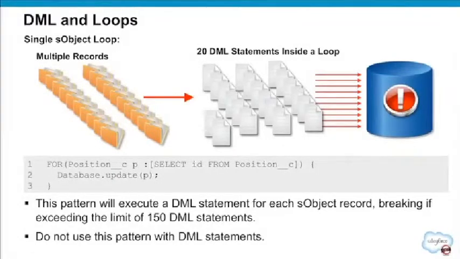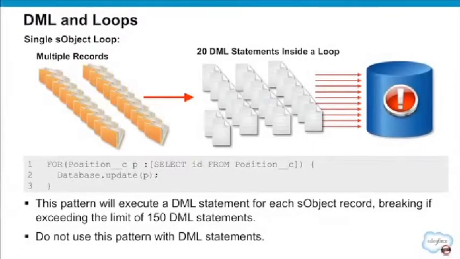DML and loops. Once again, we talked about that death by 1,000 paper cuts type of situation. When we are performing DML operations, you should identify all of the records that you want to update or insert into the database, create a list, and then insert or update those. What you should not do is what we're showing you right here. You should not create a loop and then inside of there perform a single update, one record at a time.